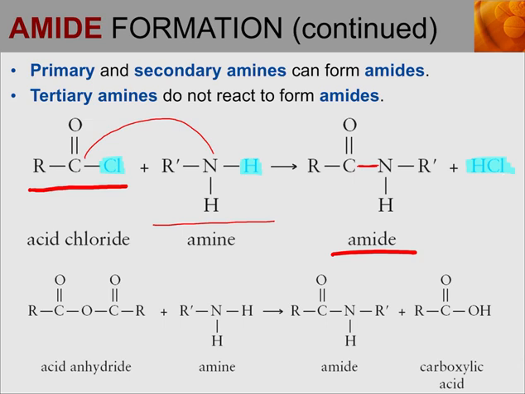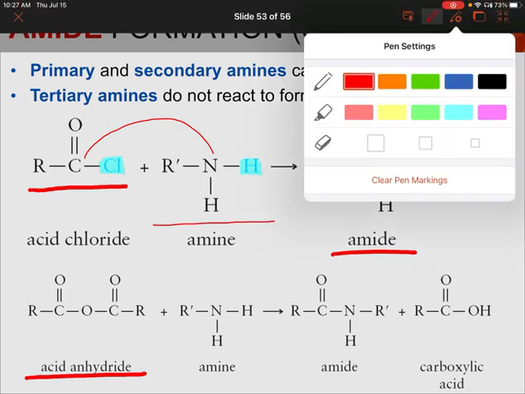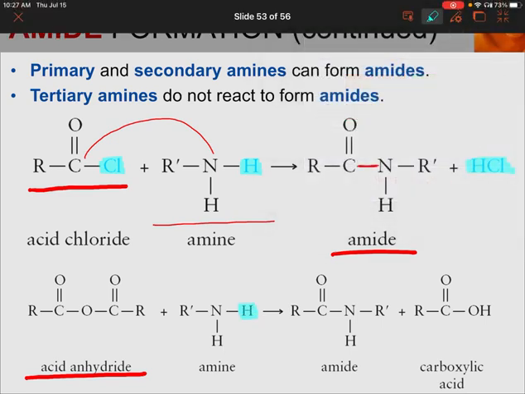Now, you can also perform this reaction with an acid anhydride. So the hydrogen from the amine will team up with the second half here of our acid anhydride. And that's going to create a carboxylic acid, very similar to what we saw with the ester formation before. And then we're going to form a new bond between the carbonyl carbon and the nitrogen from the amine. So we end up with the same amide that we saw up above.